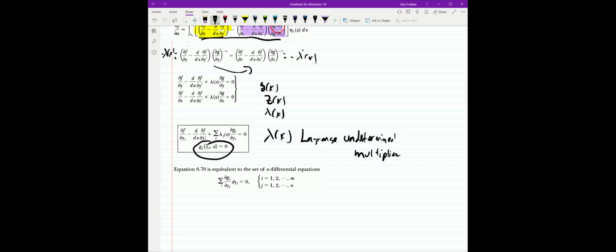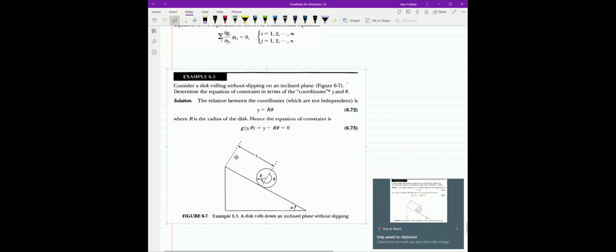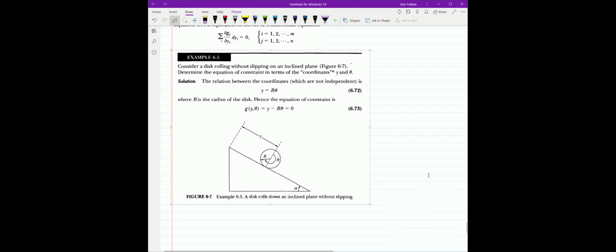Okay, so let's do a practice problem because I know this has been confusing. I have definitely been confused. So let's see what happens if we consider a disk rolling without slipping on an inclined plane, and we want to determine the equation of constraint in terms of the coordinates y and theta. So y is, I would use that as x, but whatever. It's our distance, and that's just r theta, right? From the circumference. That's just the way you go from linear to radial, angular coordinates. So the equation of constraint then tells us that the difference between these two is 0.